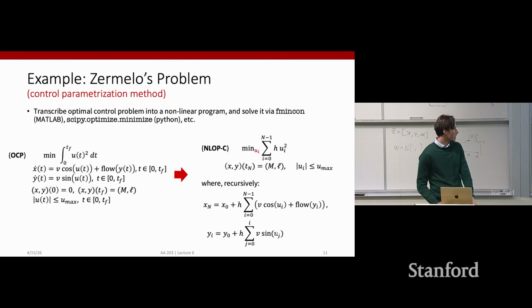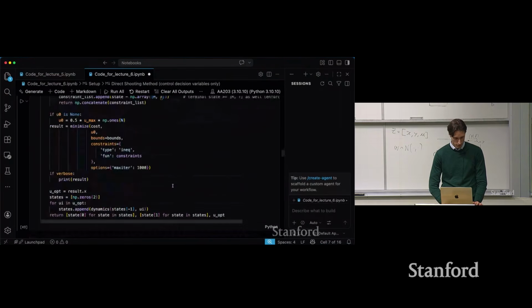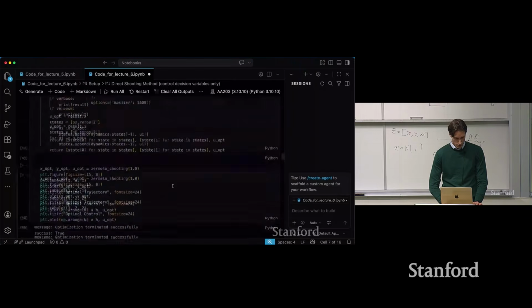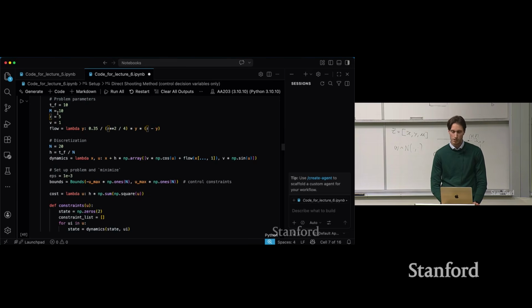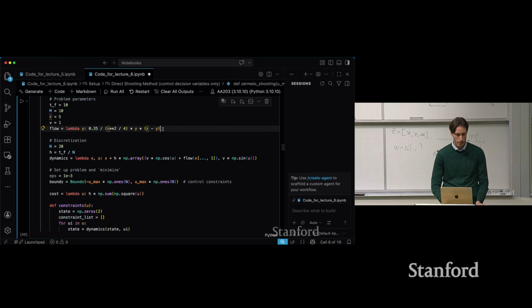All right, so this is indeed exactly what we do. We transcribe, through the control parameterization method, the continuous time problem into a discrete time problem. So let's see how this works in the code. Okay, so the definition of the problem is exactly the same as before. We have the same goal point. We start from the same origin point. We have the same time horizon and final time TF. The dynamics, so the flow of the river, is exactly the same.